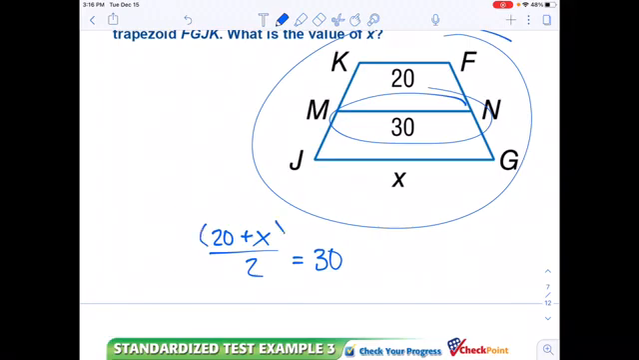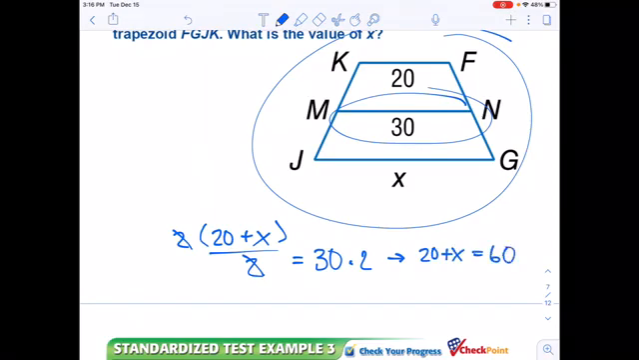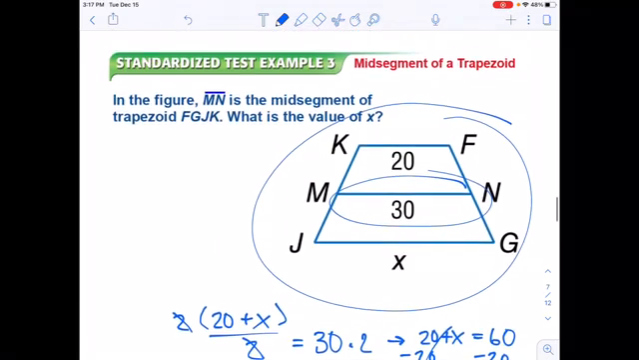So we go ahead and solve. We multiply 2 on both sides to get rid of the denominator of 2. We have 20 plus X equals 60. And then we go ahead and subtract on both sides to get X equals 40.